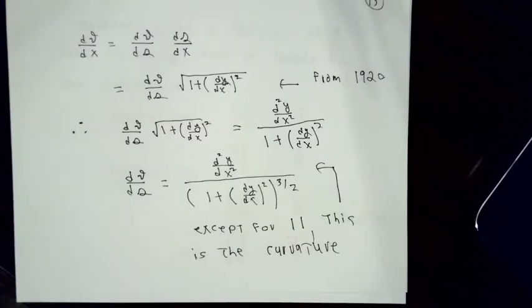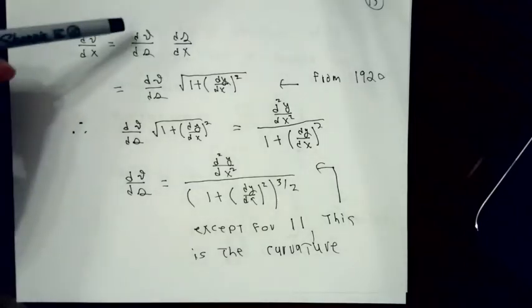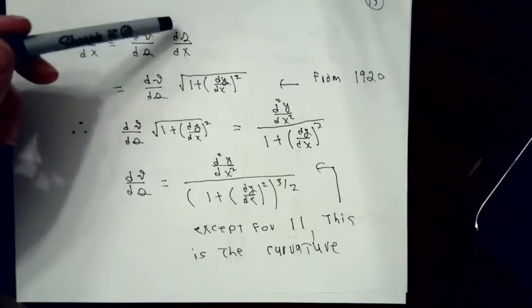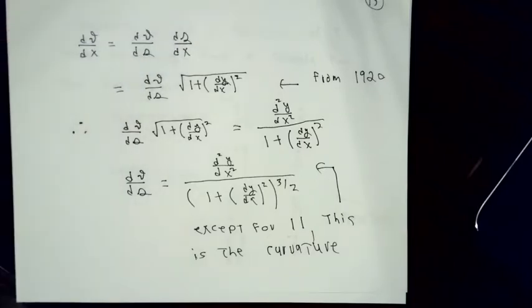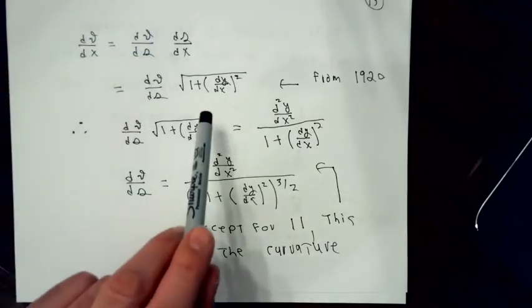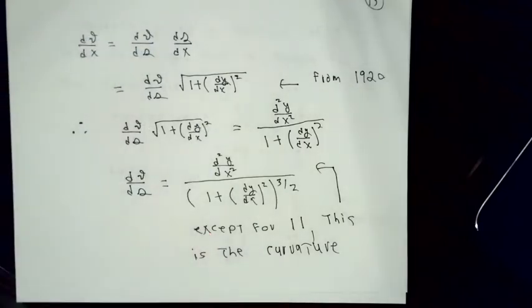So I'll use the chain rule again. d theta dx is the same thing as d theta ds, arc length, times ds dx. This is the chain rule. If you remember from 1920, in the y equals f of x situation, the derivative of s with respect to x is the square root of 1 plus dy dx squared.